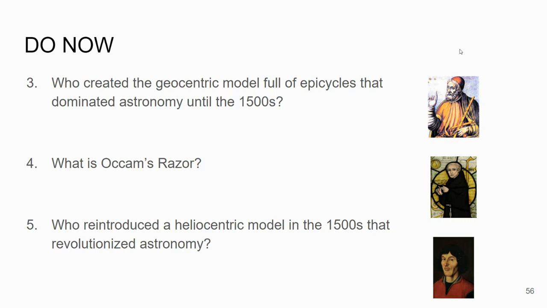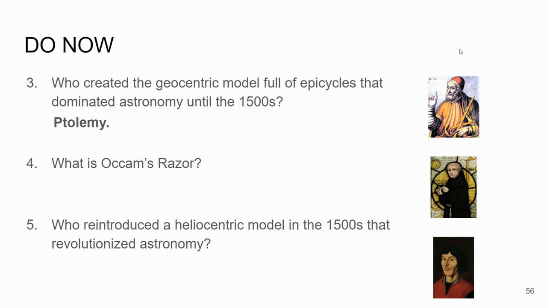So, who created a geocentric model full of epicycles that dominated astronomy until the 1500s? That would be Ptolemy. The whole point of adding the epicycles was to try to explain the retrograde motion. So that's why he did that. Ptolemy had a system that kind of worked and could kind of predict when you would get the epicycles, but it was extremely complex. You had circles upon circles upon circles, and it kind of violated this idea called Occam's razor.